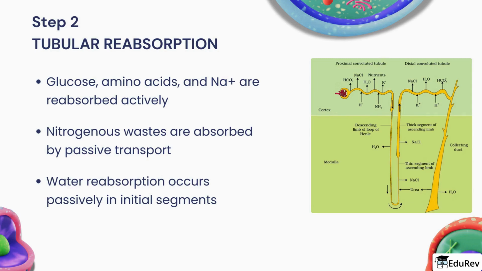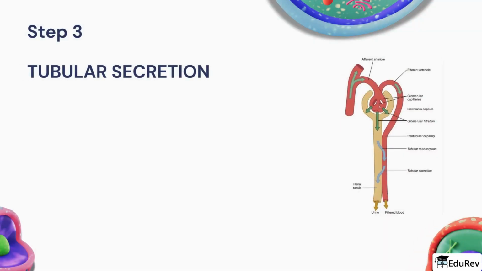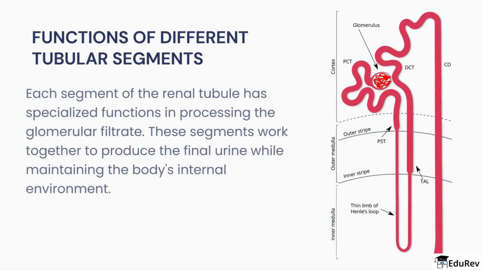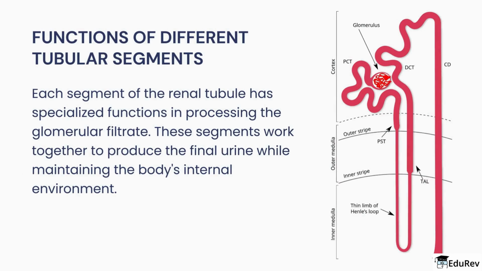Now let's discuss tubular secretion. During urine formation, tubular cells secrete substances like H+, K+, and ammonia into the filtrate. This process is vital for maintaining the ionic and acid-base balance of body fluids. Each segment of the renal tubule has specialized functions in processing the glomerular filtrate.